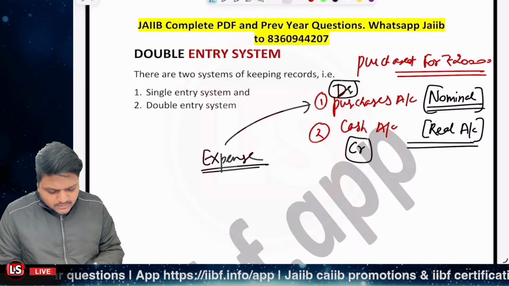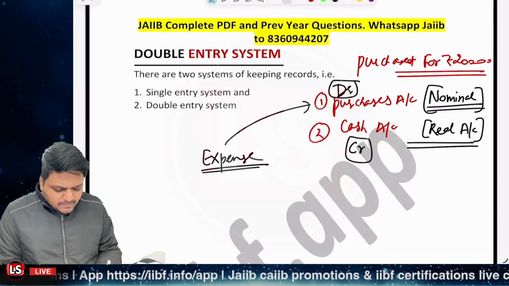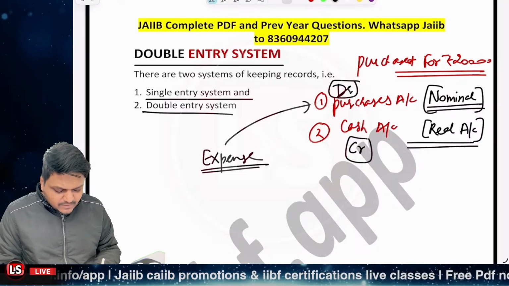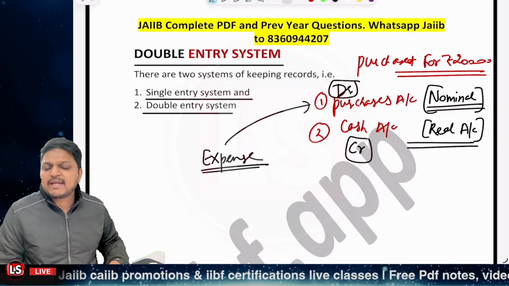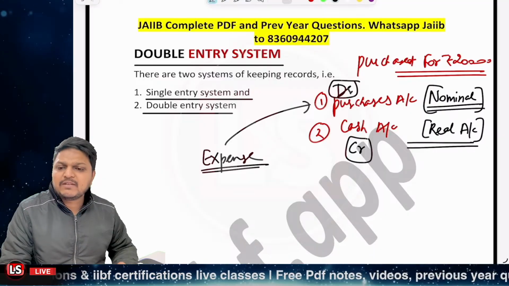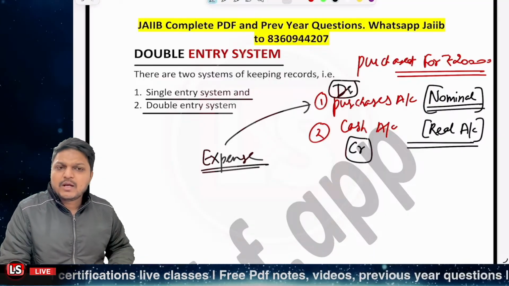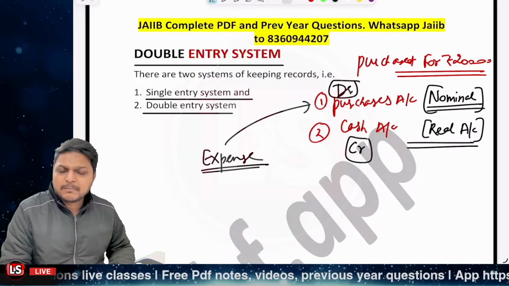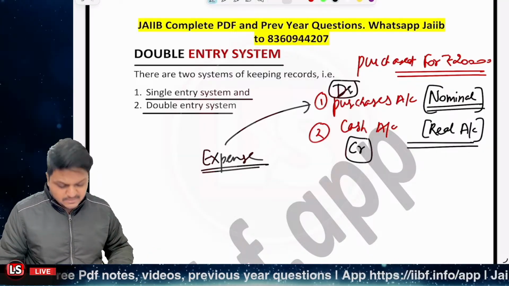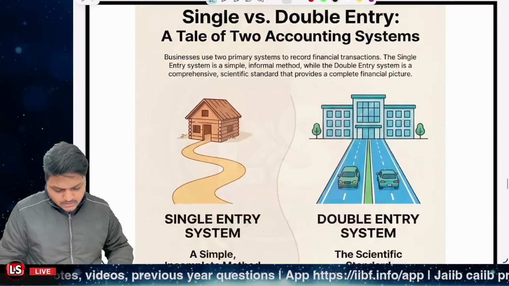Now let's come back to the double entry system. There are two kinds of system for record keeping purposes. One is a single entry system, and the other one is a double entry system. Now the double entry system is a very scientific system. You get to know the mistakes if there are any, because when you do the balancing, you'll get to know the arithmetic mistakes.